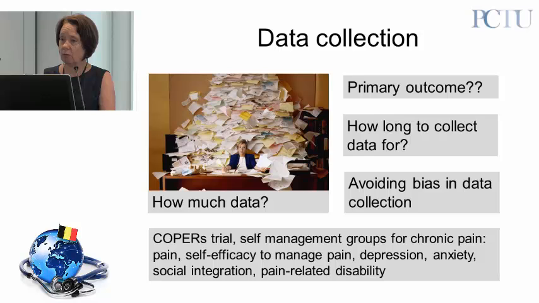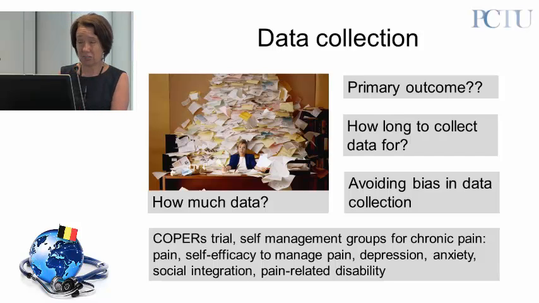Unfortunately, when the trial results came out, there was not a significant difference in pain-related disability between the intervention and control groups. There was, however, a significant difference in depression at 12 months, and there was a significant difference in social integration at 12 months. So the question is, should we really have had co-primary outcomes? How should we have helped decision makers to make decisions in this particular trial?